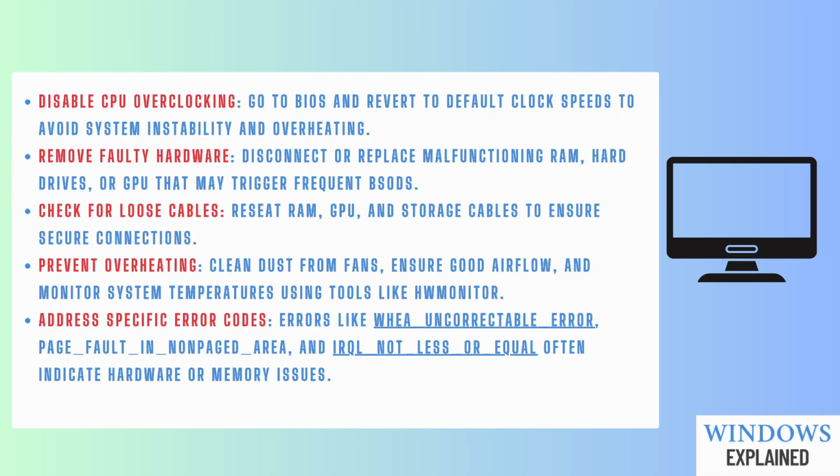Disable CPU overclocking. Go to BIOS and revert to default clock speeds to avoid system instability and overheating. Remove faulty hardware. Disconnect or replace malfunctioning RAM, hard drives, or GPU that may trigger frequent BSODs. Check for loose cables. Reseat RAM, GPU, and storage cables to ensure secure connections. Prevent overheating. Clean dust from fans, ensure good airflow, and monitor system temperatures using tools like HWMonitor.